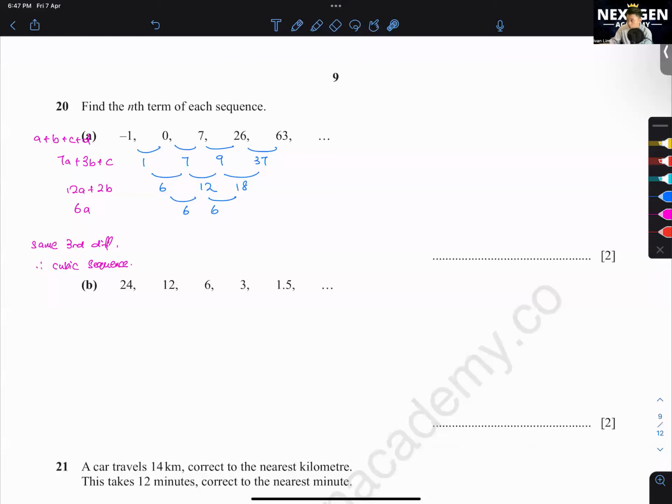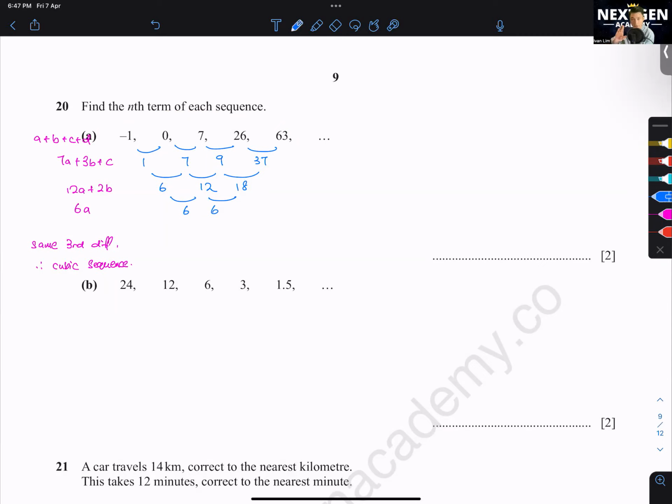However, you can do that, or alternatively, you observe these values. We know it is a cubic sequence already, so that means we know there will be some sort of n cubed inside the equation. This is how I'm going to teach you all how to do it.